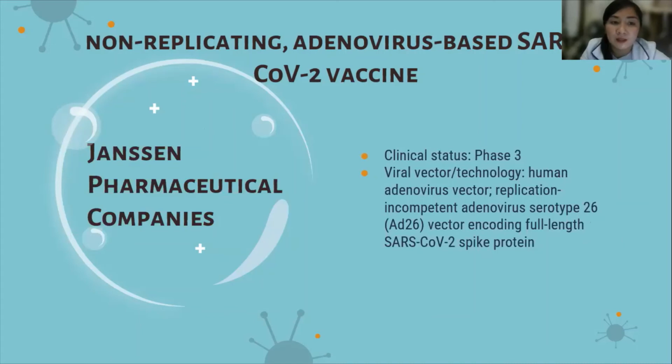Next, we have the Johnson vaccine from the Johnson Pharmaceutical Companies, which is in phase 3 clinical trial. The viral vector or technology used is the human adenovirus vector, replication-incompetent adenovirus serotype 26 vector encoding full-length SARS-CoV-2 spike protein. Early animal studies showed promising efficacy with low-dose single-shot vaccination. Subgroup analysis based on regions showed a higher vaccine efficacy in North America compared with South Africa and Latin America. This may be related to the difference in prevalence of mutant strains of SARS-CoV-2 in different regions.